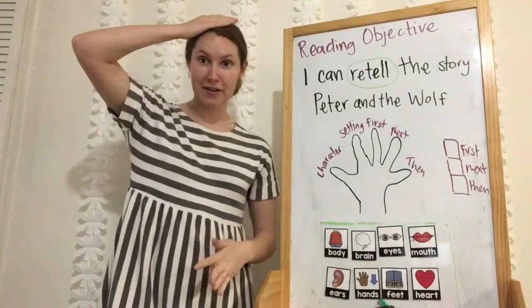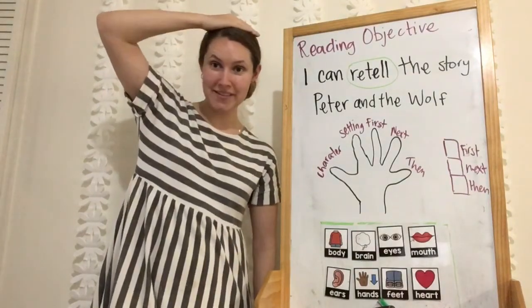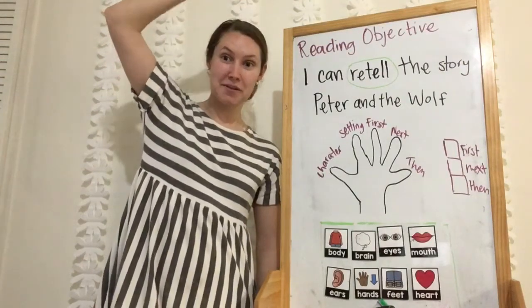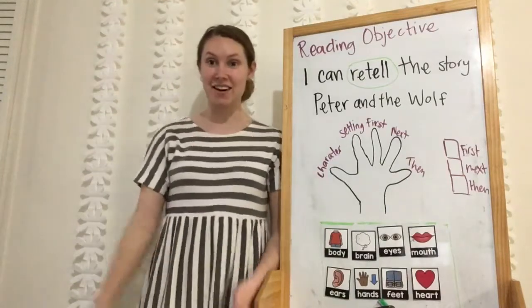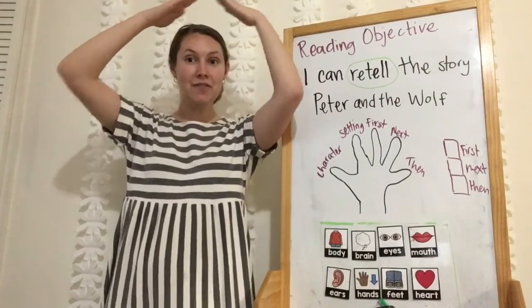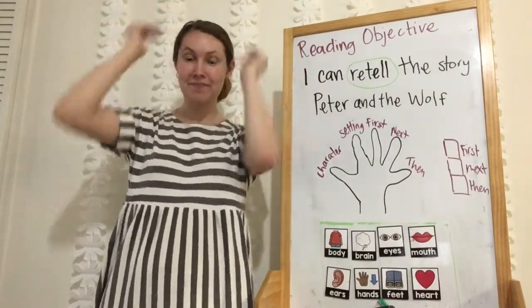So let's start with character. A character is who the story's about. Let's do it one more time all together. A character is who the story's about. And now let's do our setting song. Settings can be near or far. Settings tell you where you are.